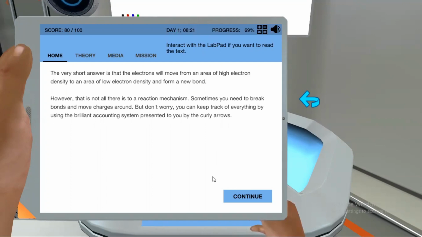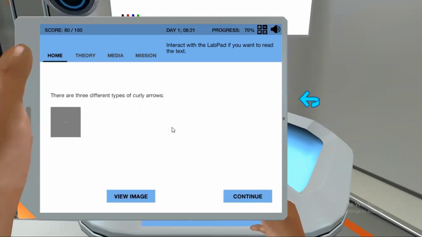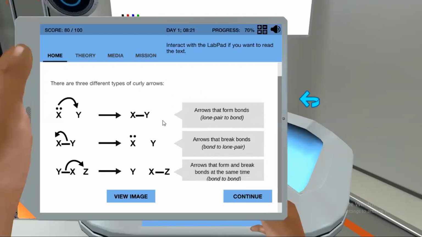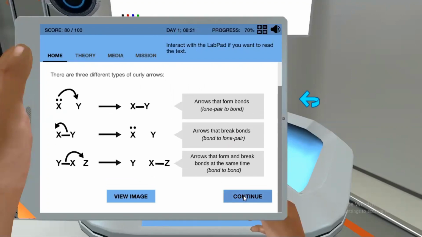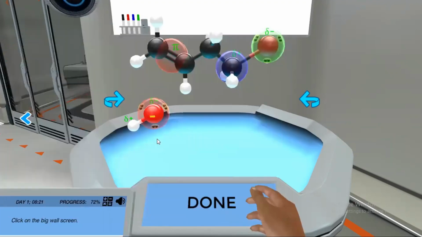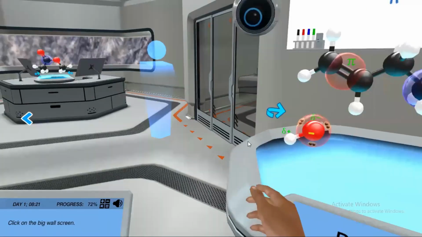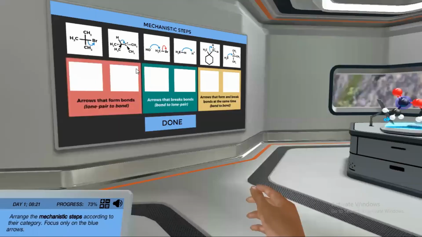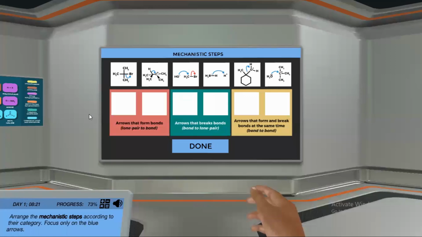However, that is not all there is to a reaction mechanism. Sometimes you need to break bonds and move charges around. But don't worry, you can keep track of everything by using the brilliant accounting system presented to you by the curly arrows. There are 3 different types of curly arrows. Let's see if you can recognize the different types of arrows. Click on the big wall screen. Arrange the mechanistic steps according to their category. Focus only on the blue arrows.